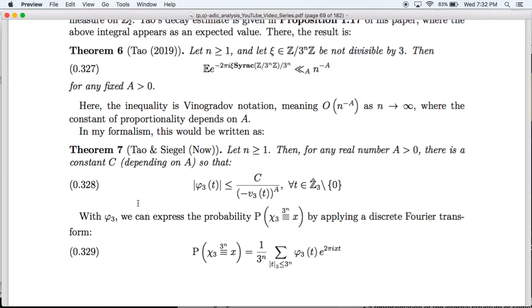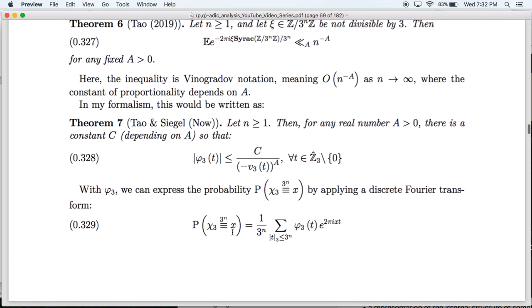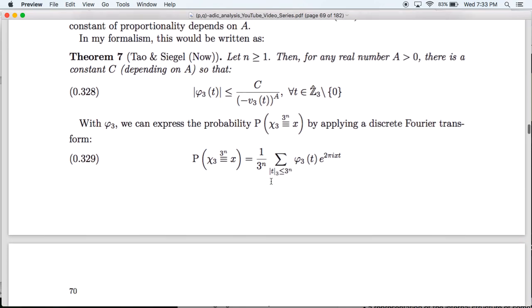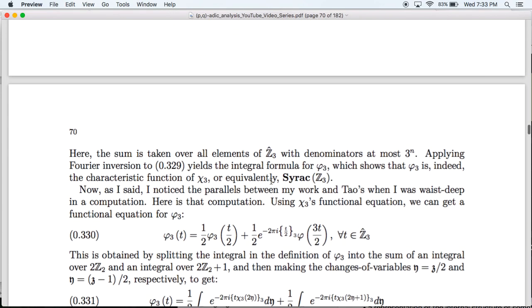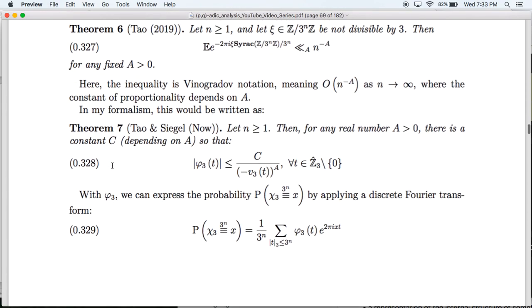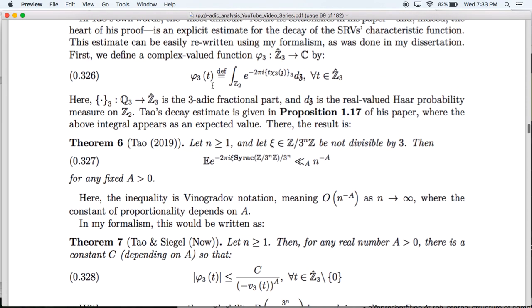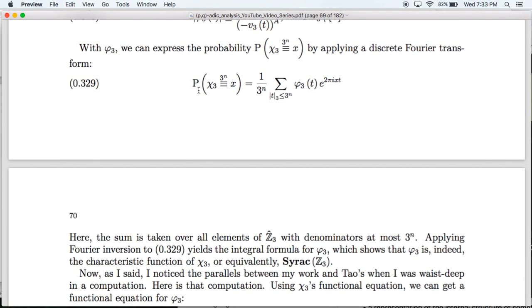So with phi 3, we can express the probability that chi 3 is congruent to x mod 3 to the n by applying a discrete Fourier transform. Here, the probability that chi 3 is congruent to x mod 3 to the n is equal to 1 over 3 to the n times the sum of phi 3 of t e to the 2 pi i x t, where we sum over all t in Z3 hat with denominators at most 3 to the n. And indeed, applying this Fourier inversion formula will then immediately produce the integral formula for phi 3 of t, which shows that phi 3 is the characteristic function of pi 3.